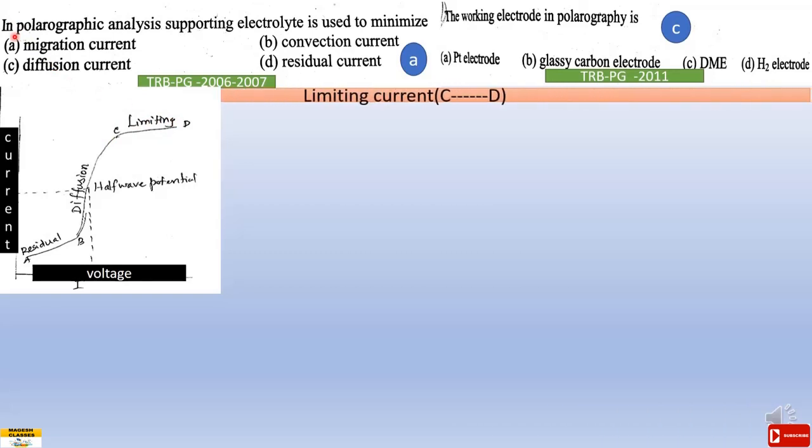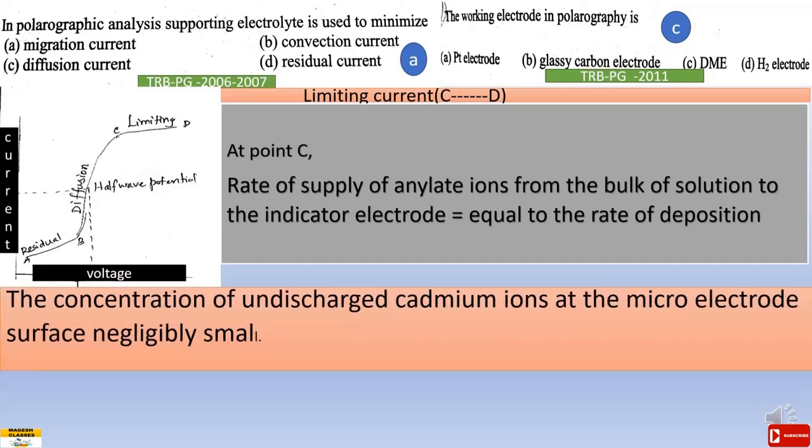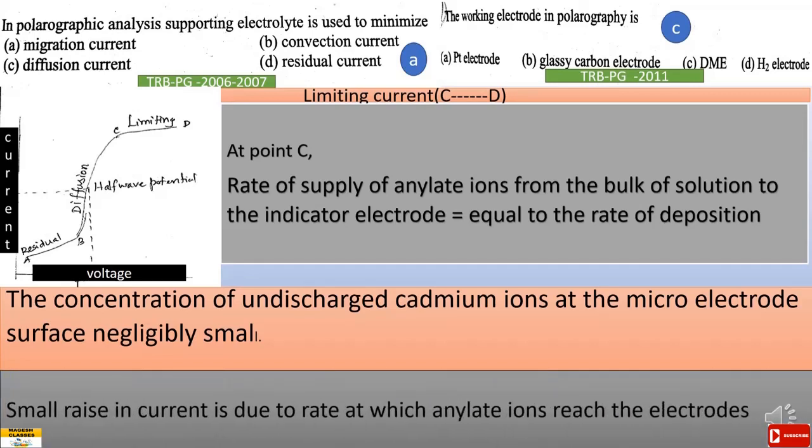Why does this limiting current region appear? At point C, what happens? All the analyte ions present in the solution are completely reduced. The supply of analyte ions from the bulk of the solution to the indicator DME is equal to the rate of deposition. The positive ions of the analyte get deposited at the cathode. The concentration of undischarged cadmium ions, that is analyte ions, at the microelectrode surface is negligibly small. As a result, only a small current is observed. This is because of the movement of the analyte ions towards the electrode.